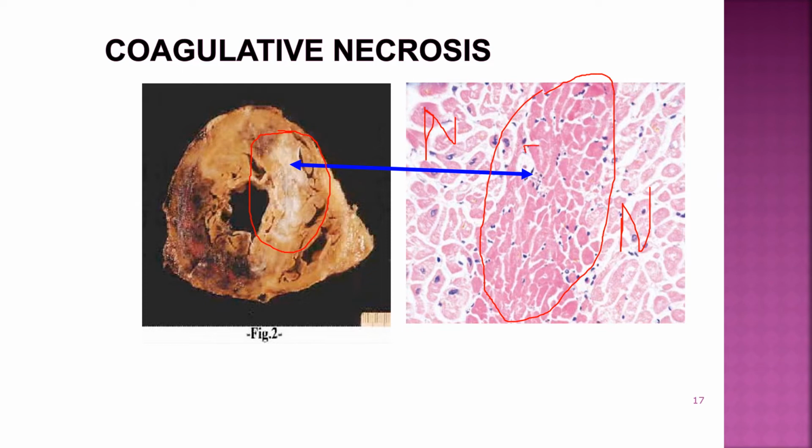So this is one cellular outline, another cellular outline. Note also that the nucleus in the dead cells is either smaller than the normal nucleus or the nucleus is absent. So the nucleus has undergone karyolysis or pyknosis.